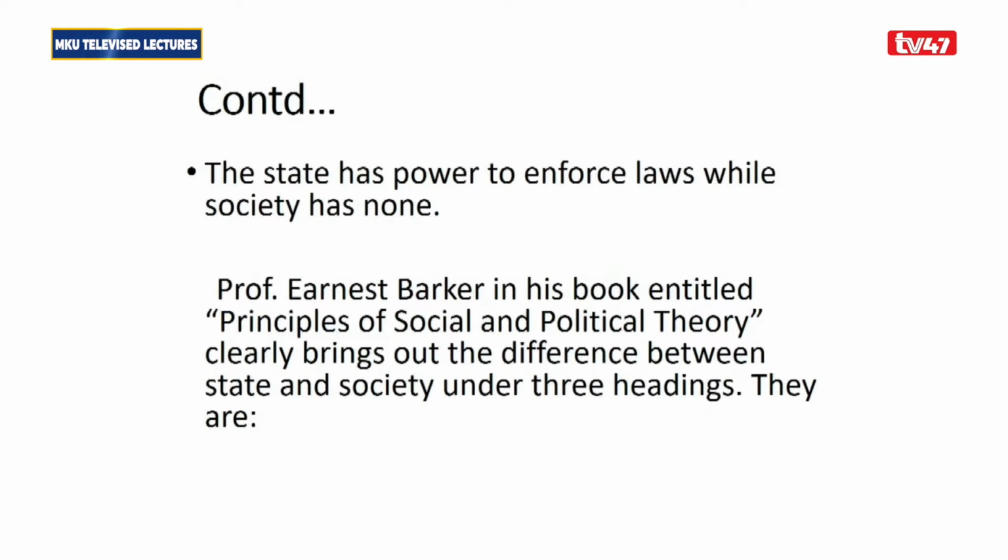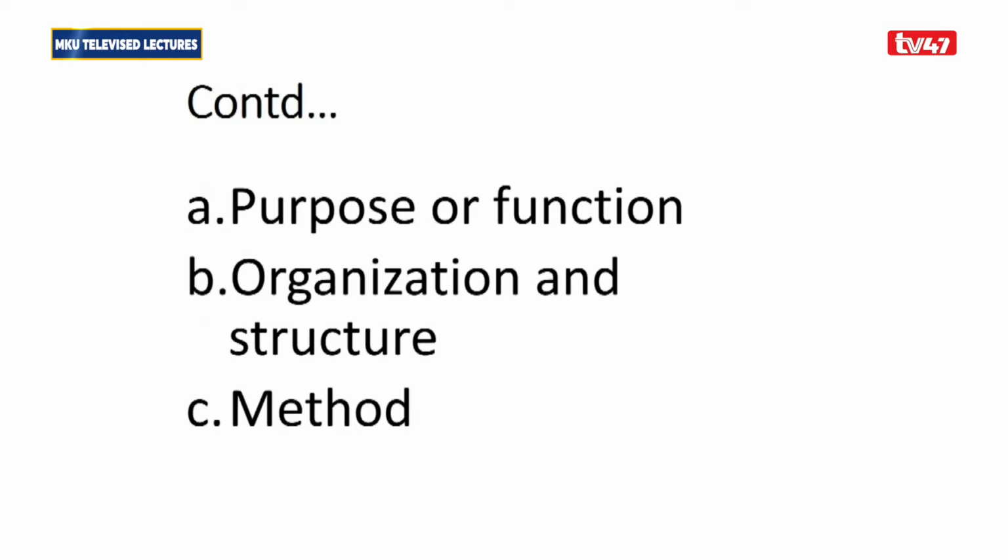A scholar known as Professor Ernest Barker, in his book entitled Principles of Social and Political Theory, clearly brings out the difference between state and society under three headings. Number one, the purpose or the function; number two, organization and structure; and the third element that Professor Barker used is the method. We'll try to look at each and see how the differences come in.